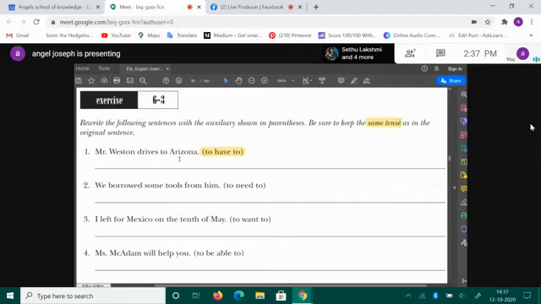So, Mr. Weston drives to Arizona. When you say drives, that's in the present, past, which tense? Present tense, right? Now here the auxiliary that they want us to use is have to. Let's look at have. Can it be used with Mr. Weston? Mr. Weston have to? No. It will become has, right? So Mr. Weston has to finish the sentence. Tell me the rest of it.